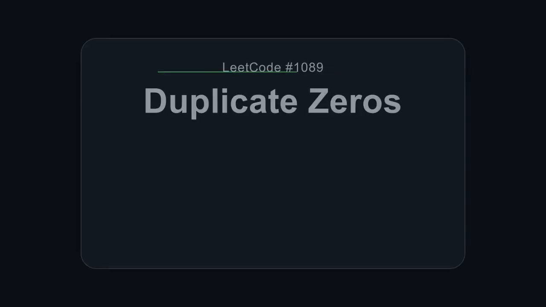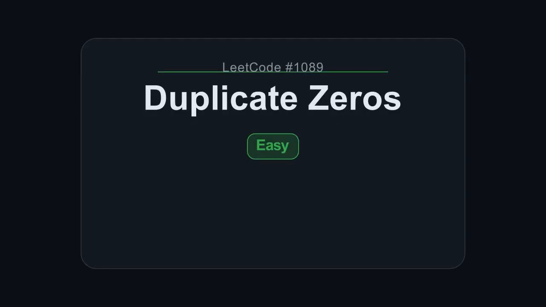Today, we're facing a common array manipulation task, duplicating zeros. The twist? We need to do it in place, modifying the original array without using extra storage. This seemingly simple requirement often hides a subtle trap. Let's see how to navigate it efficiently.